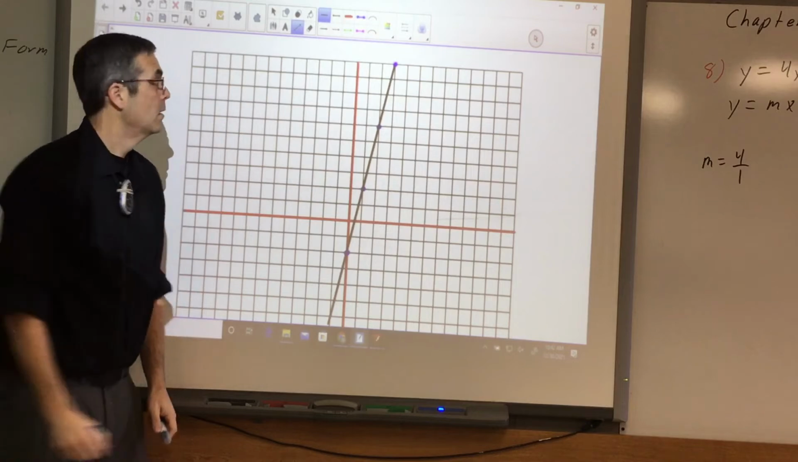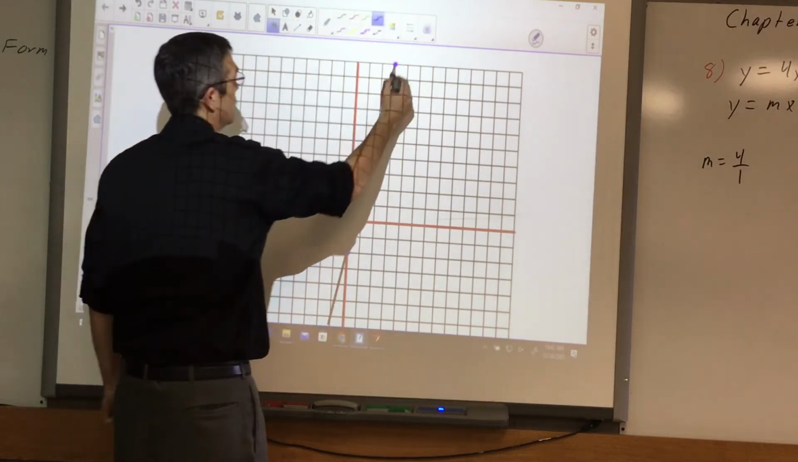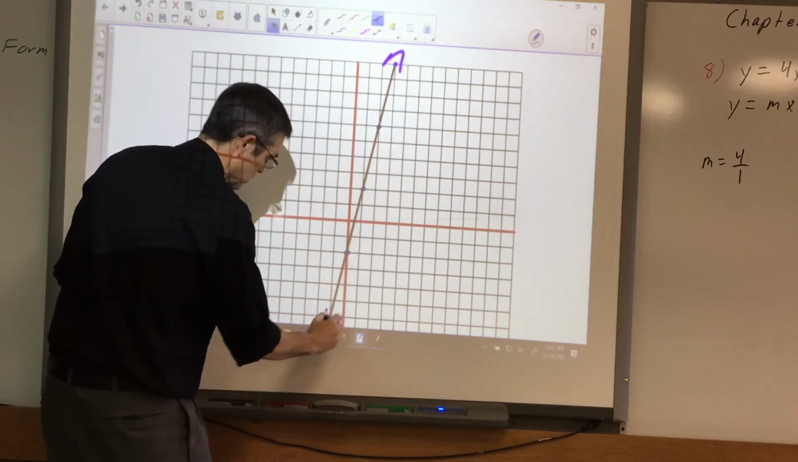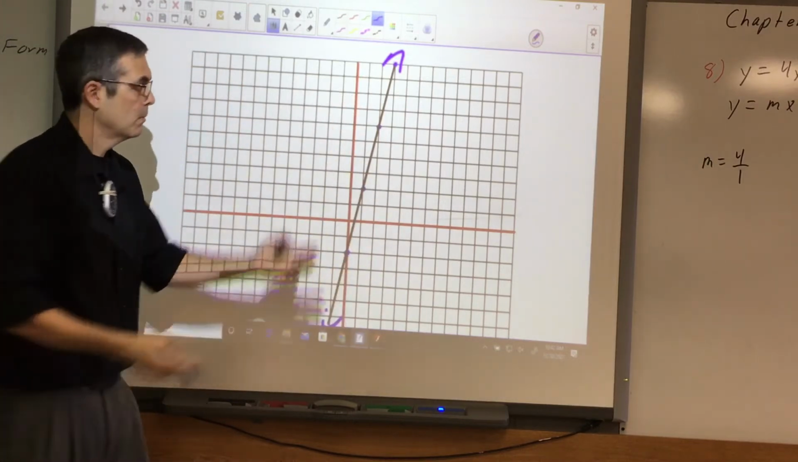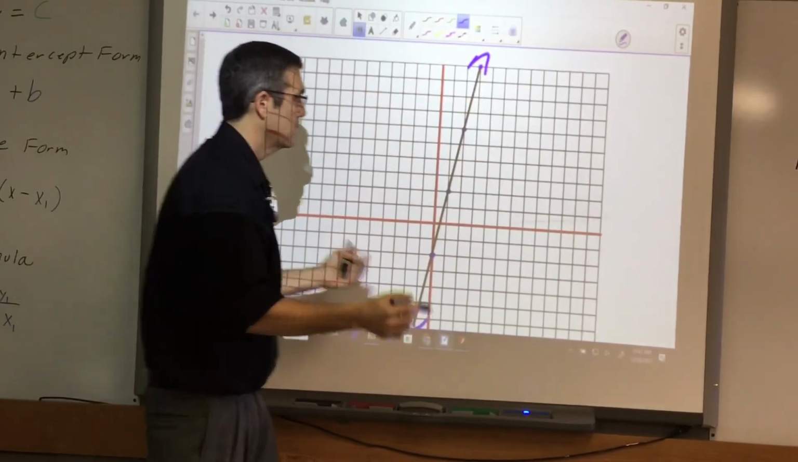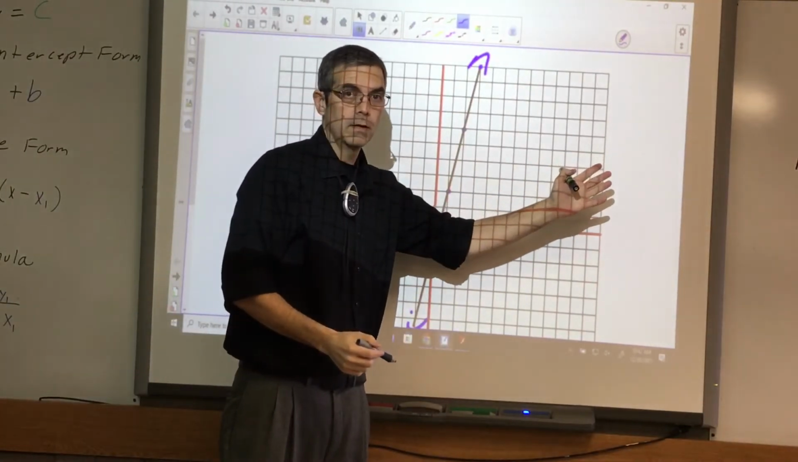Okay? Once you have your line, you're good. Because that's all it said to do, right? Graph using slope-intercept form. That's what it is. Okay? It's not hard, okay?